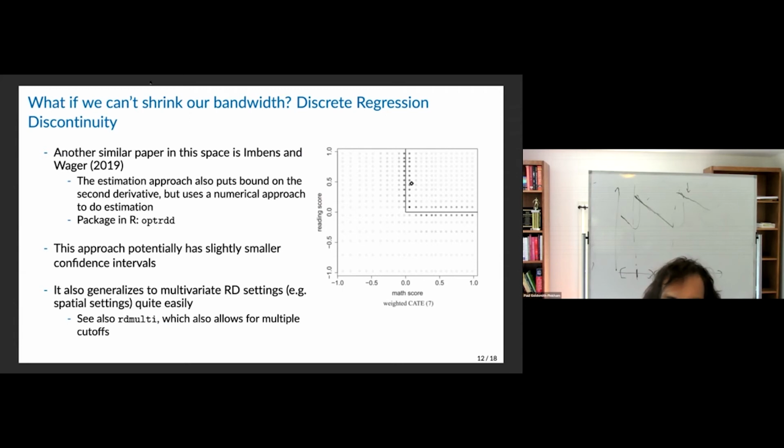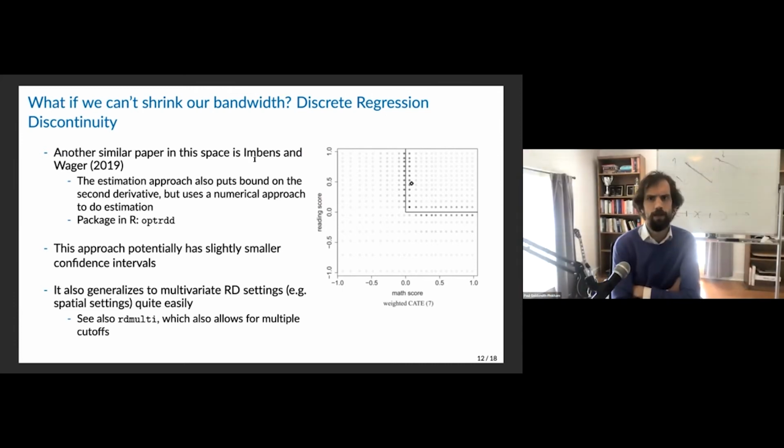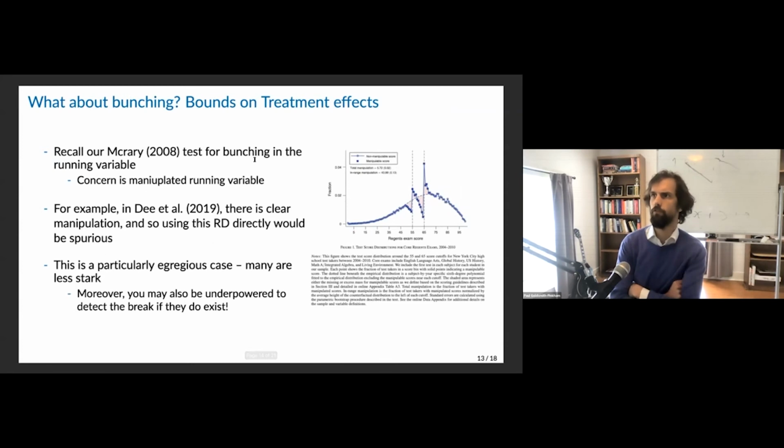But the Cattaneo crew has some code for this as well. This one I have not used, but it's definitely something to keep in mind. This shows up a lot in the education setting. For those of you who are interested in education, these multiple score thresholds for different types of things are going to come up as an issue. Okay, cool.